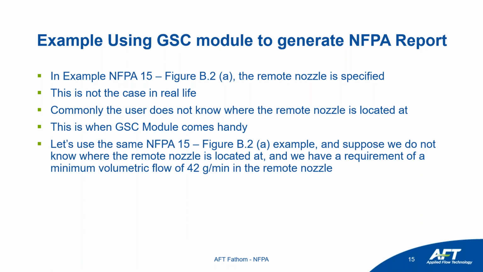So let's use the NFPA 15 figure B.2 example, and suppose we do not know where the remote nozzle is located, and we have a requirement of a volumetric flow of 42 gallons per minute in the remote nozzle. Let's imagine this case.